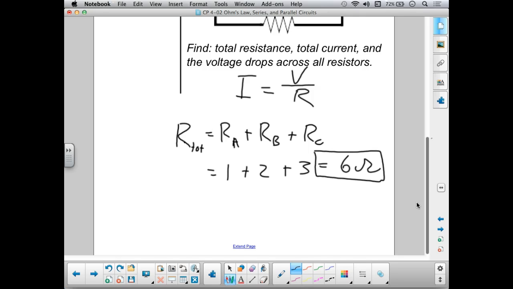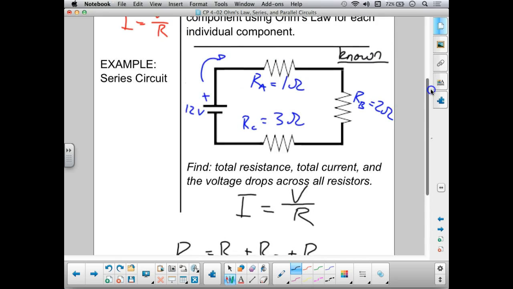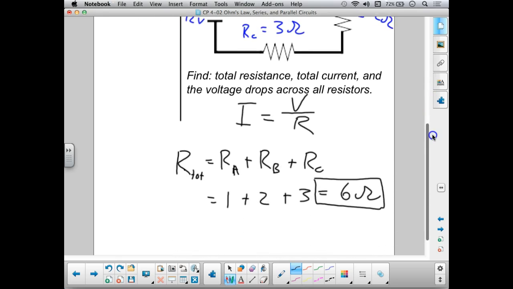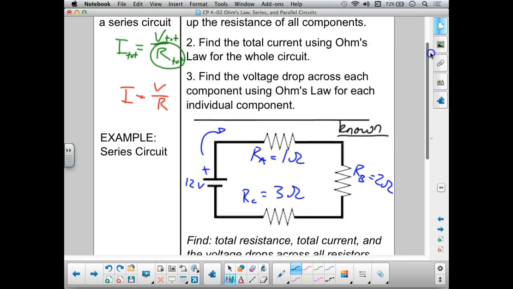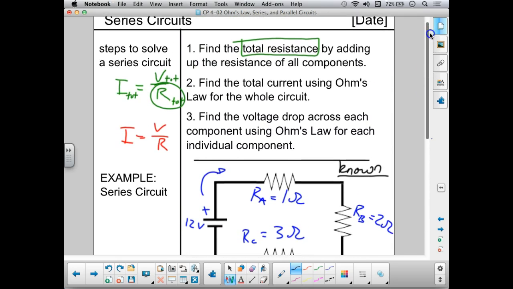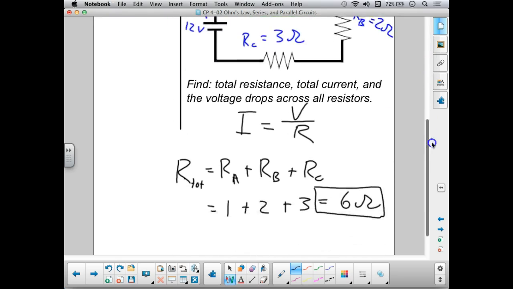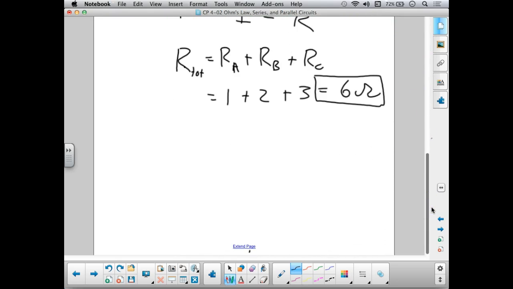That is how difficult it is for electricity to move through this path. And we only have one path because it's a series circuit. So I've found my total resistance, 6 ohms. Step number 2, find the total current using Ohm's Law for the whole circuit. So what I mean for the whole circuit is I'm looking for total current equals the total voltage over the total resistance.